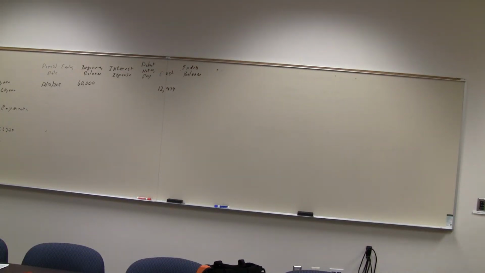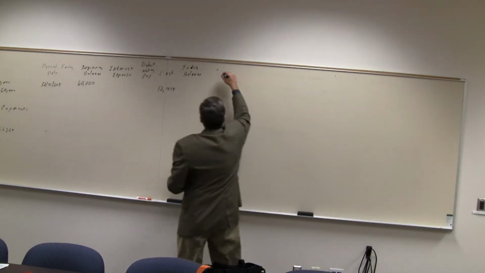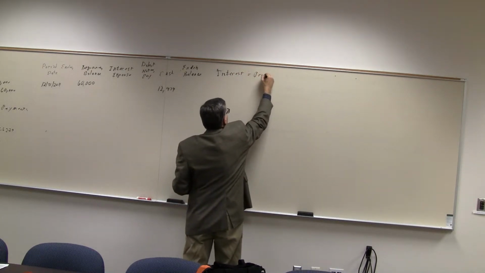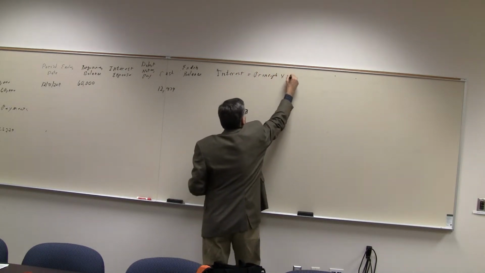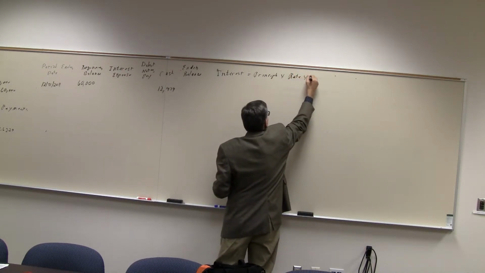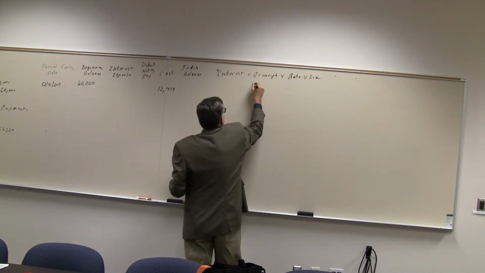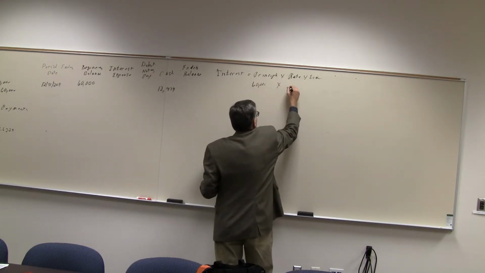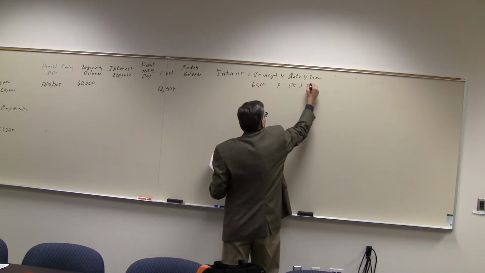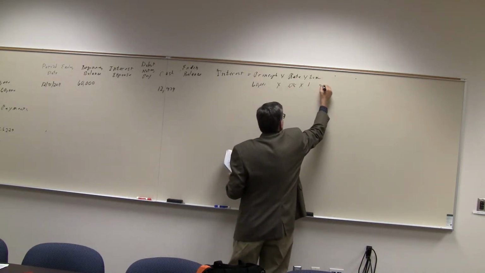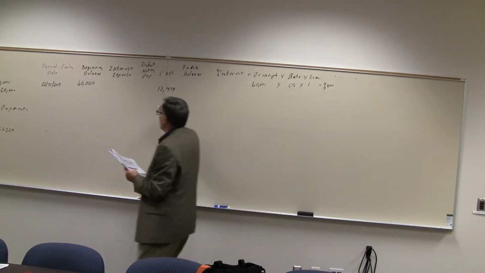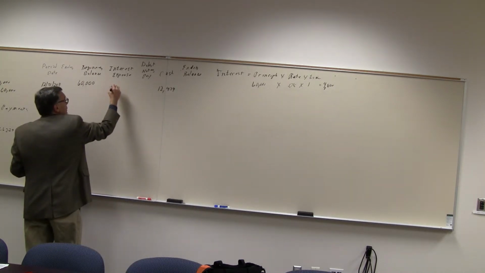So here's what we're going to do. Interest equals principal times rate times time. In this case, for the first year, it's $60,000 at 8% for 1 year. So the interest for the first year is $4,800. That's how much of this $12,979 will go to interest expense.